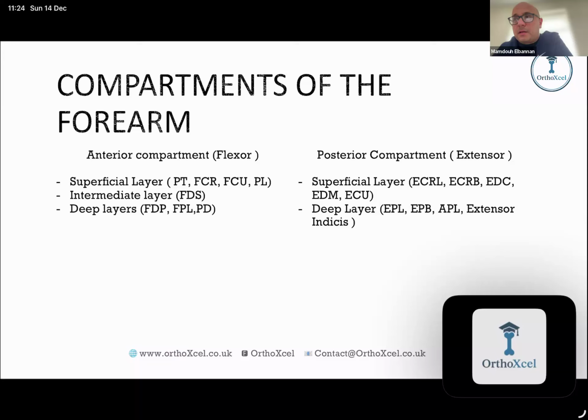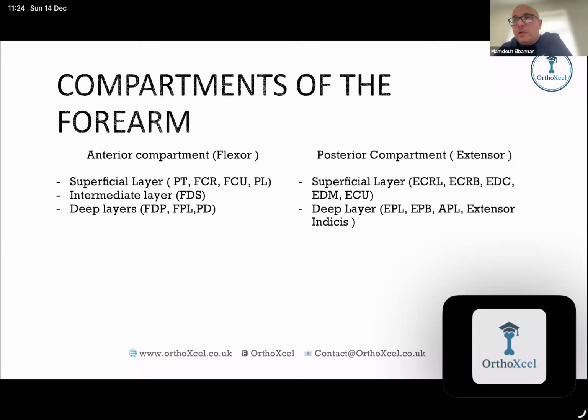The deep layer is supplied by the anterior interosseous nerve. So in your mind, when I ask you in the exam or any question, what does the anterior interosseous nerve supply? You can easily, in your mind, think of the deep layer. So the intermediate layer, the FDS, is the median nerve. Then if you go superficial, this is the median and ulnar nerve.